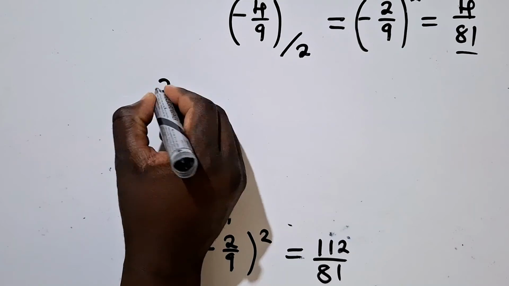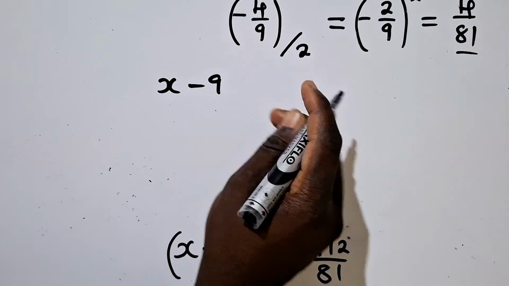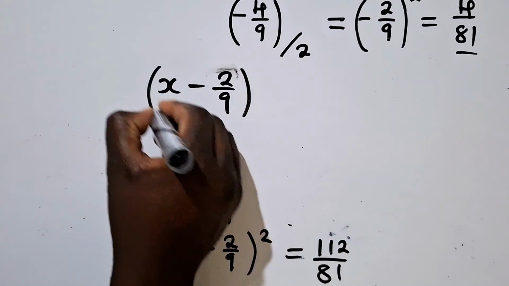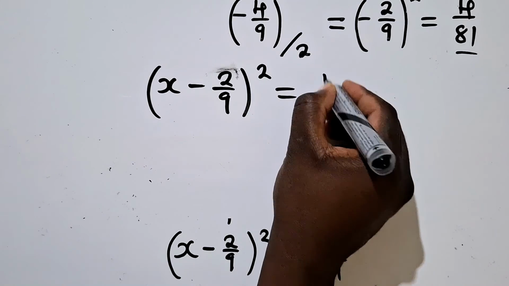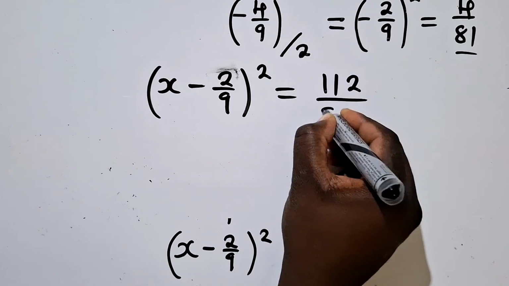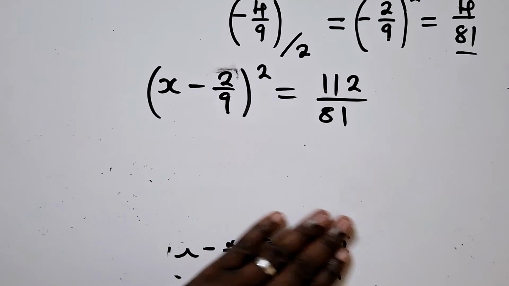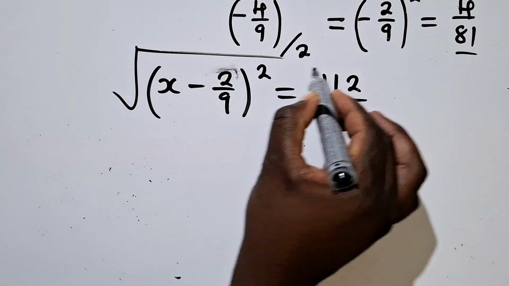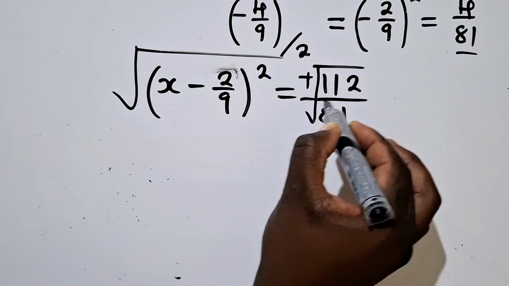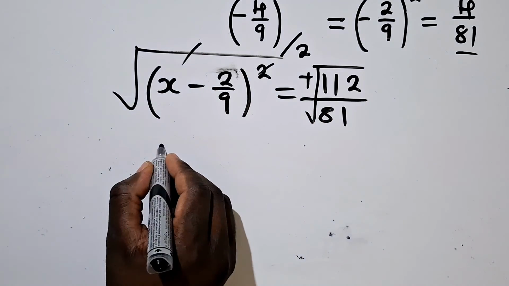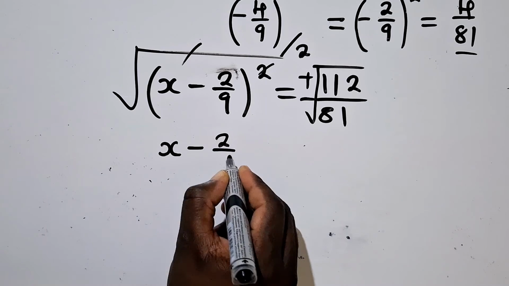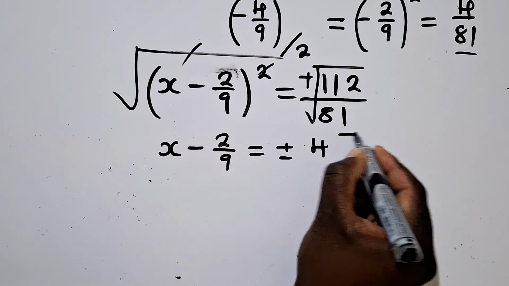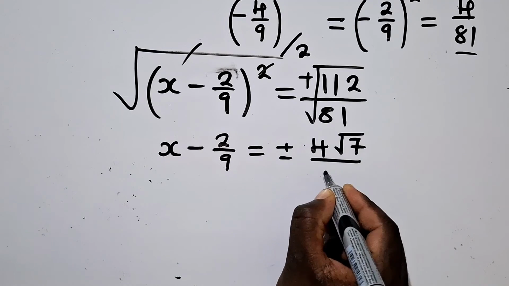x minus 2 over 9, and power 2 here is equal to 112 over 81. Okay, so now you square root both sides because of the power 2. So this will be positive or negative, the power 2 and the root will go, and we shall remain with x minus 2 over 9 is equal to positive or negative 4 root 7 over 9.